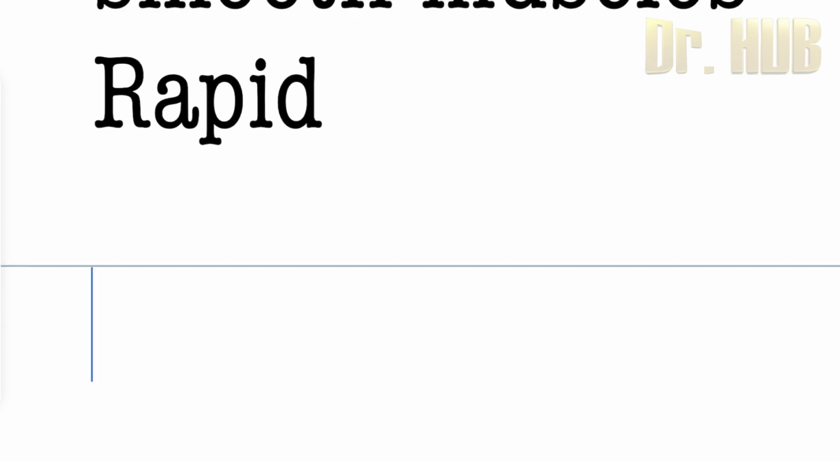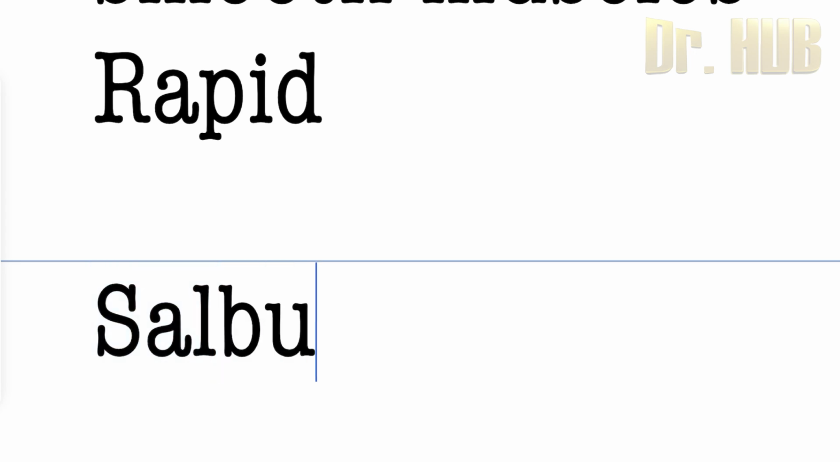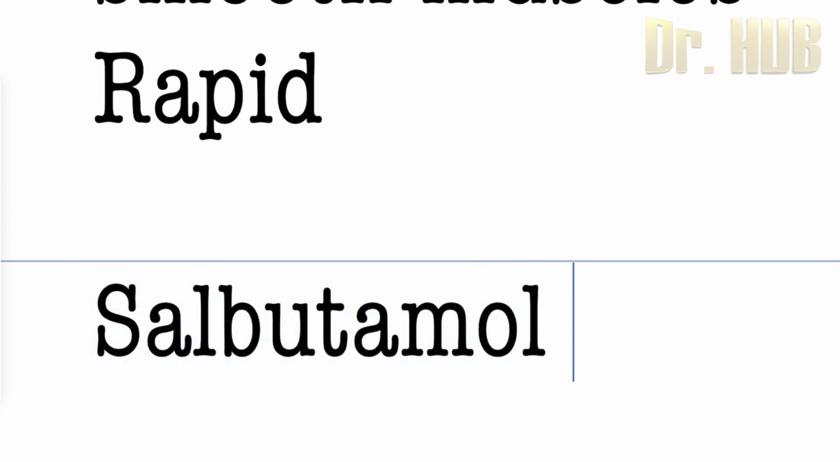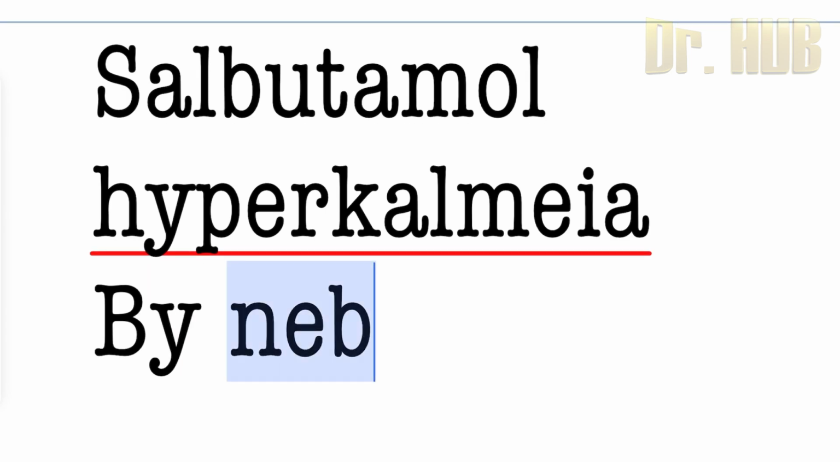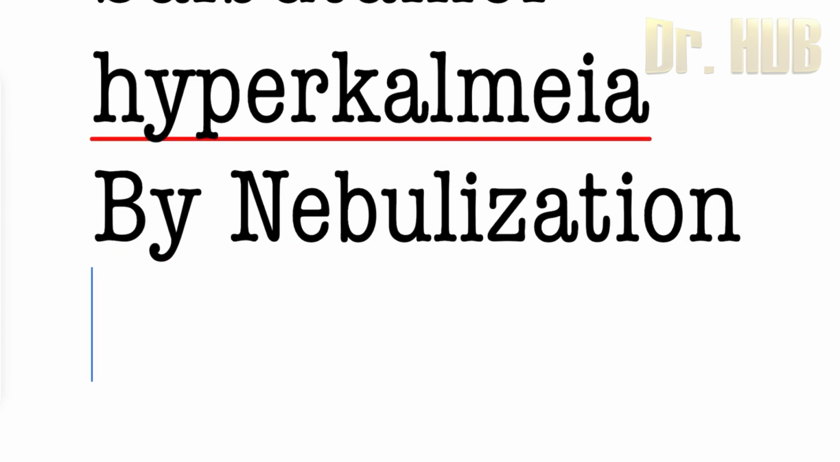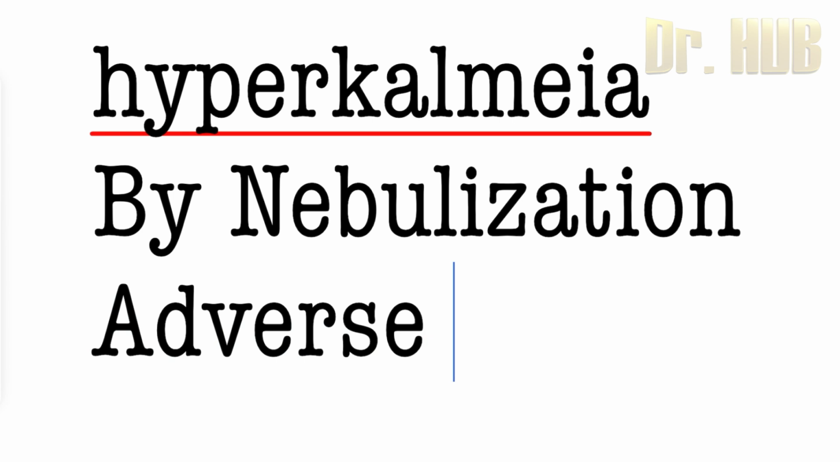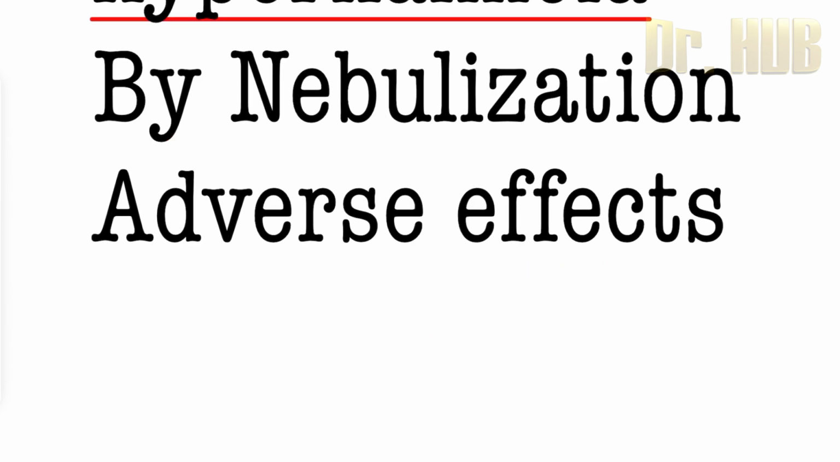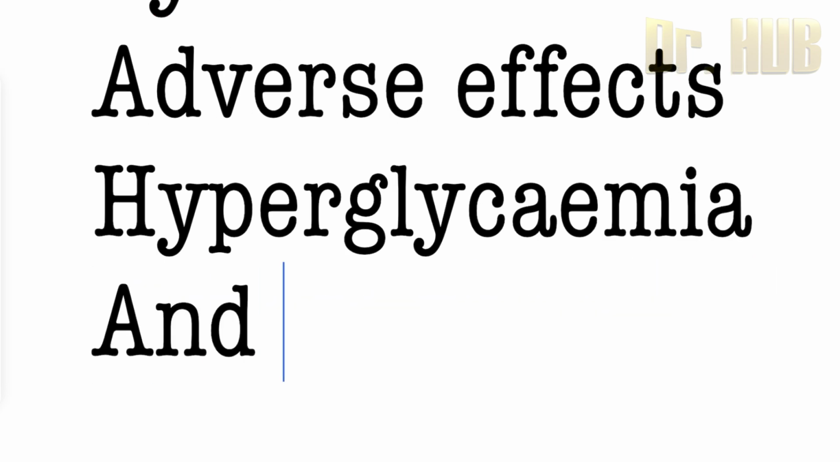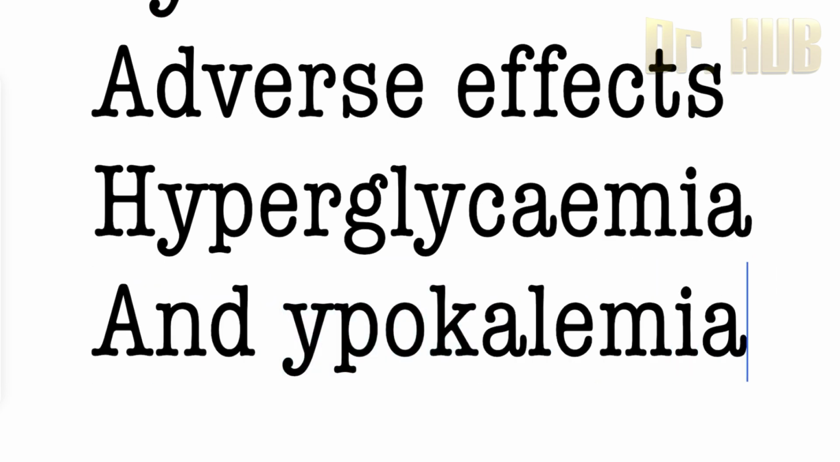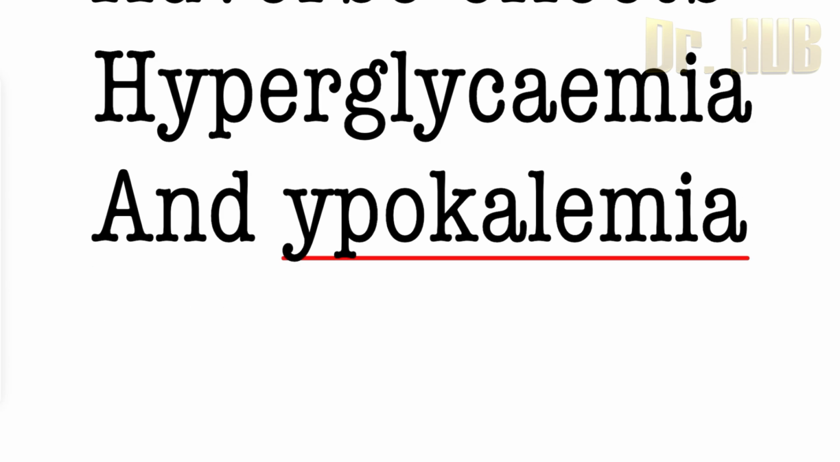So the uses of the short-acting beta-2 agonist: salbutamol can be used to treat hyperkalemia by nebulization. Next, what are the adverse effects of these drugs? The adverse effects of short-acting beta-2 agonists include hyperglycemia, and they can also lead to hypokalemia. So hyperglycemia and hypokalemia can be side effects.